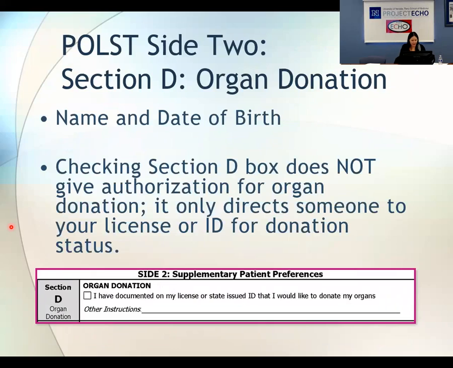So on the second page, with organ donation, this section only states and refers to your license to denote if you are an organ donor or not. So typically when you renew your license or have a license or get a license, they'll ask you if you want to be an organ donor, and that's where that will be stated. So just to clarify, checking section D box does not give authorization for organ donation. It only directs someone to your license or ID for donation status.